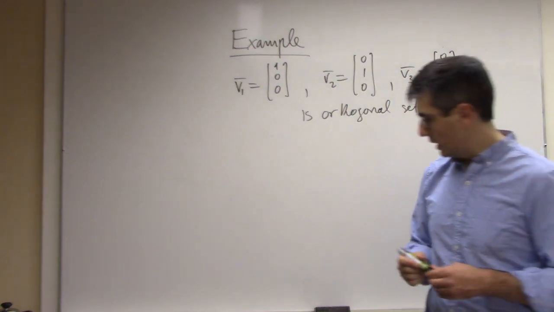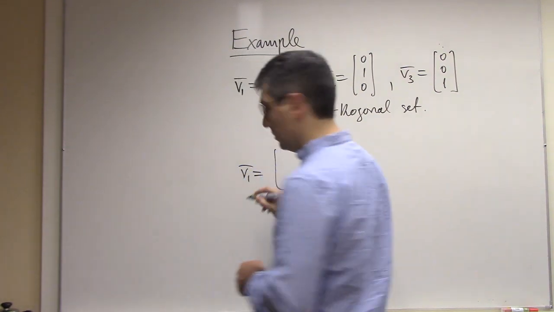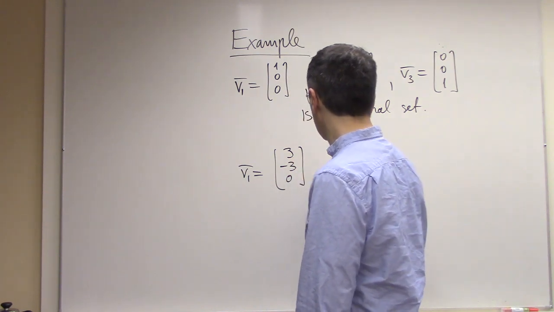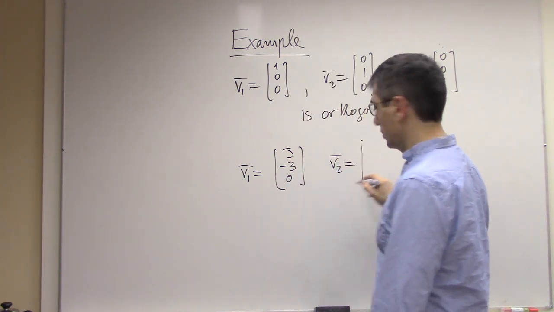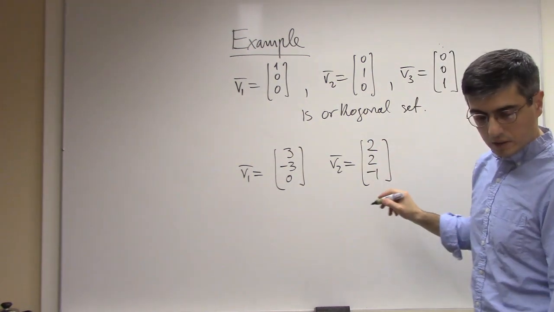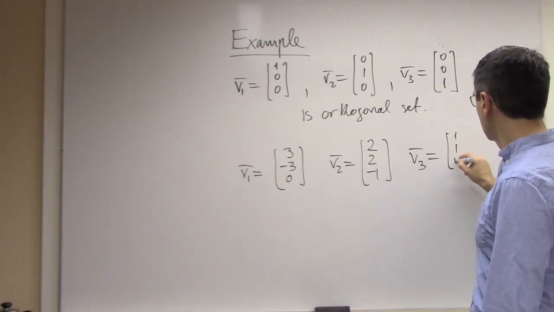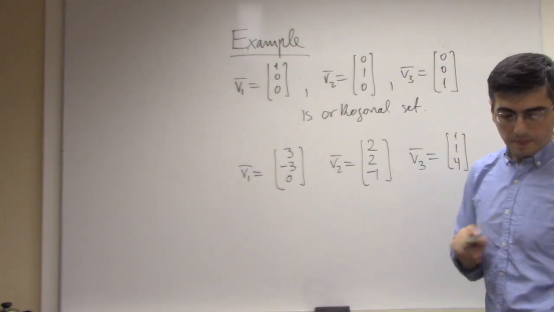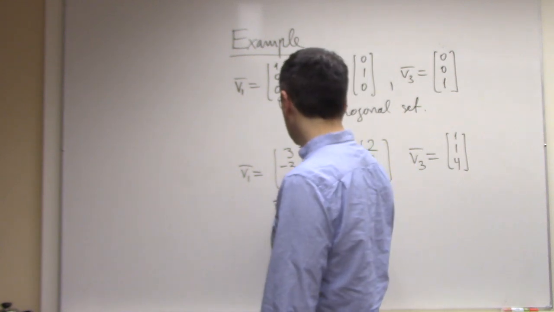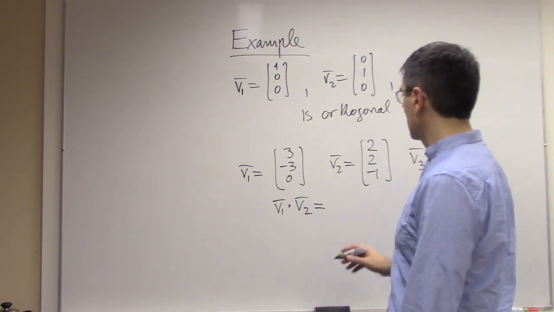For example, we can take V1 to be (3, -3, 0), V2 to be (2, 2, -1), and V3 to be (1, 1, 4). Okay, and then we can quickly verify that the dot products are 0.